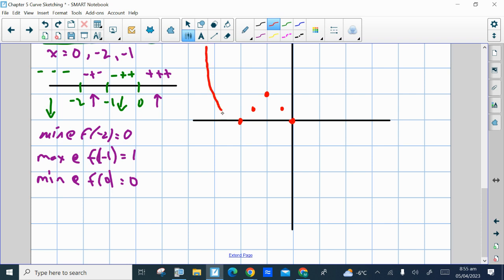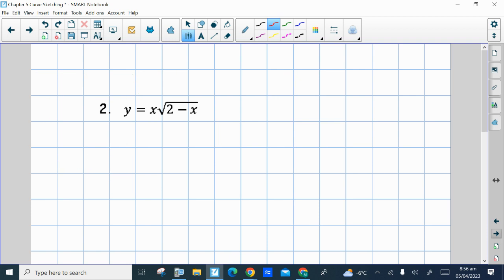So the graph comes down to that minimum, bounces off, inflection change there to the maximum, down, inflection change to the minimum, and then it increases after that. So there's the graph of that function. Okay?